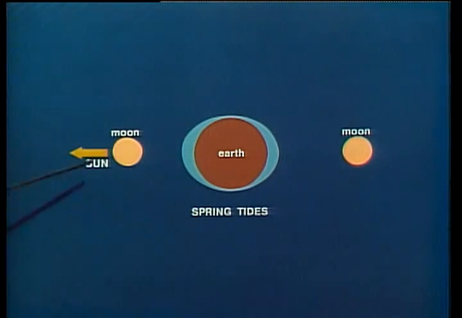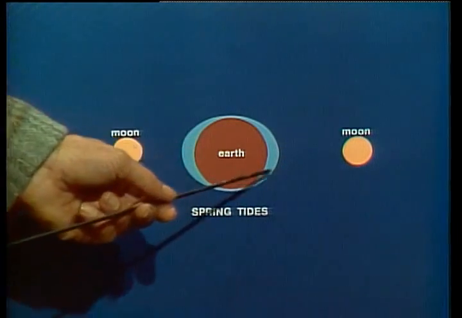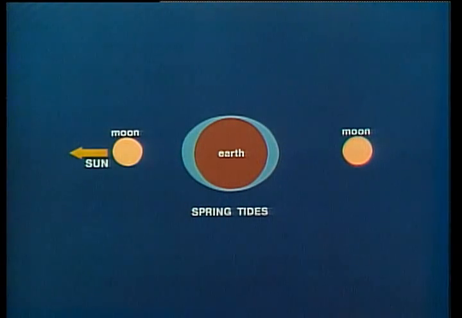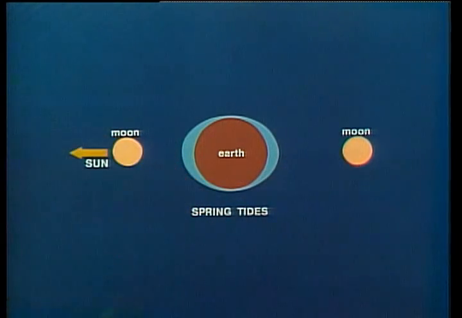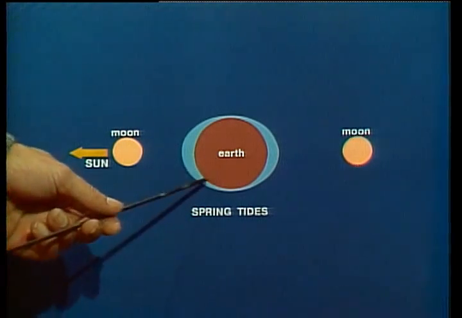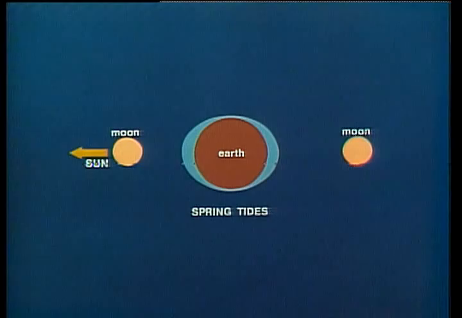Now when this occurs, the pull of the Moon and the Sun on the Earth reinforce one another, so the bulge, which is caused by the gravitational attraction, is quite large. This also occurs when the Moon is in opposition to the Sun, that is at a full moon, and you also get the same effect. Now when this occurs, one gets quite high tides.